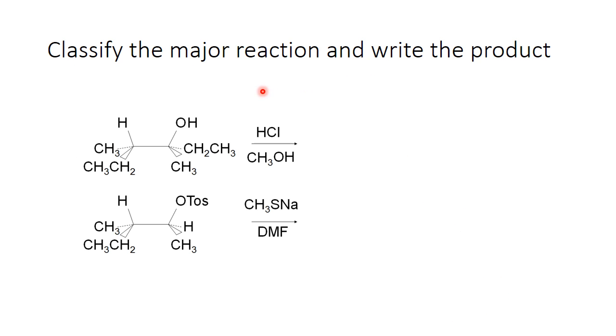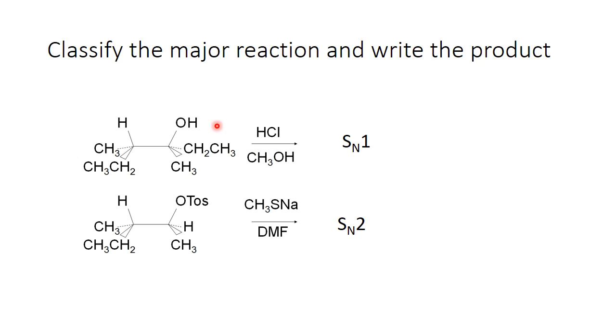Classify the major reactions here and write the products. Well, first thing I do is I notice it's tertiary, and I have hydrochloric acid, and it's a polar protic solvent. This is going to encourage SN1. It's acidic, no base, no heat. So that's going to be an SN1 reaction. If I look at this compound, it's secondary, but I've got a great nucleophile and a polar aprotic solvent. This is going to be SN2.